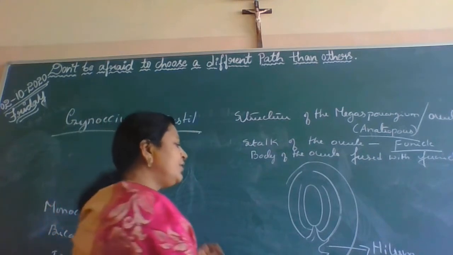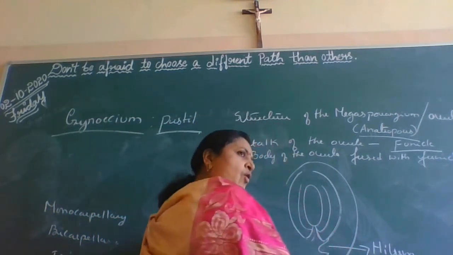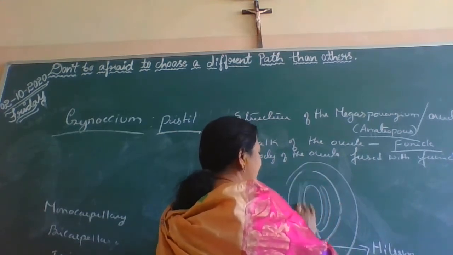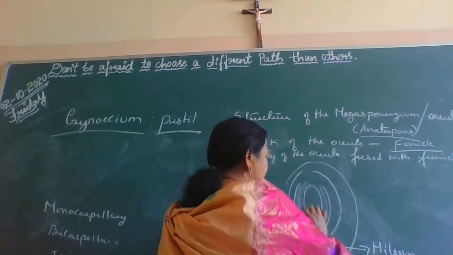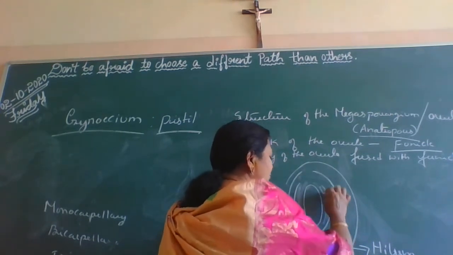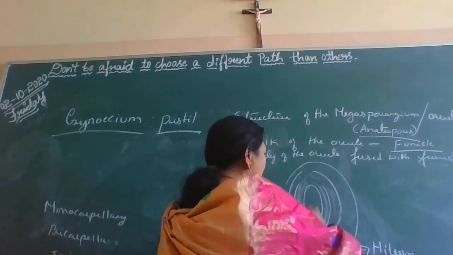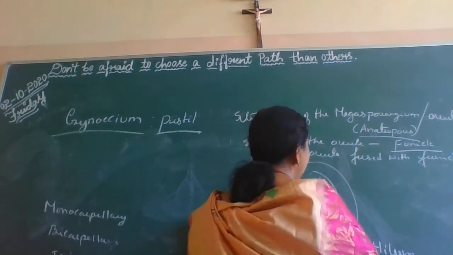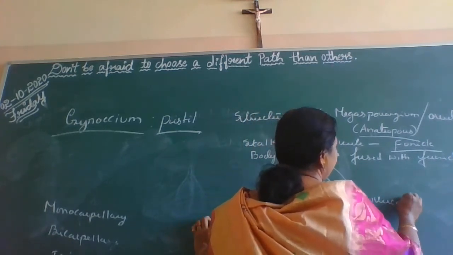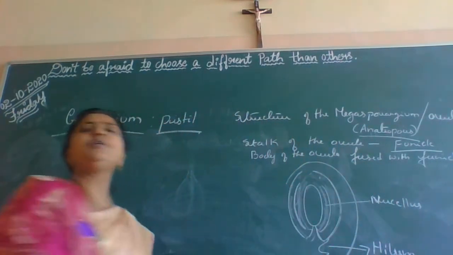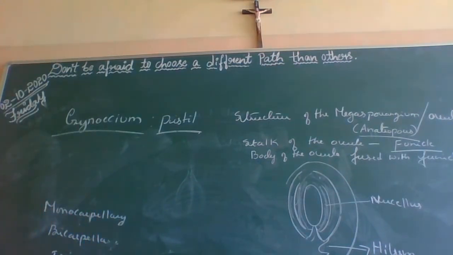Now, look here. So, this ovule has a nucellus. This encloses a nutritive tissue. The whole ovule is filled with what? A nutritive tissue, and this nutritive tissue of the ovule is called as nucellus. Not nucleus, nucellus. What is nucellus? The nutritive tissue of the ovule is called as nucellus.